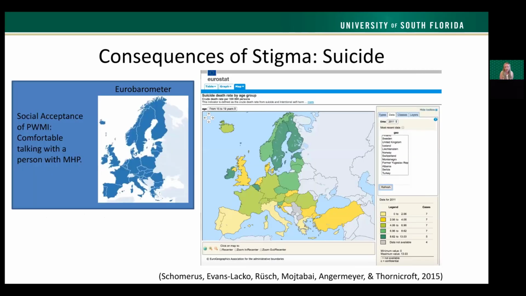Again, a European study, this was looking at 25 different European nations, and it used data from an instrument called the Eurobarometer that measures social attitudes in these European countries, and compared it with data from the Eurostat, which has suicide rates and also other demographics. And what they found was that in the regions with the higher suicide rates, there is lower social acceptance towards people with mental illness.